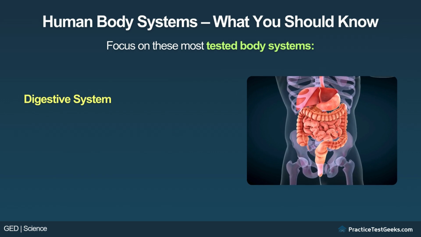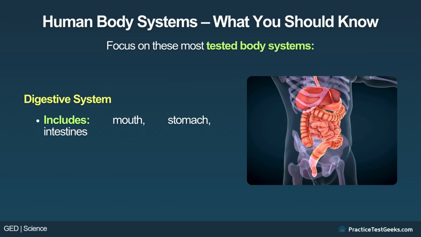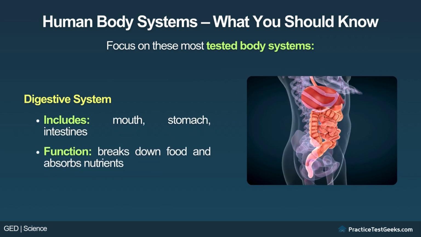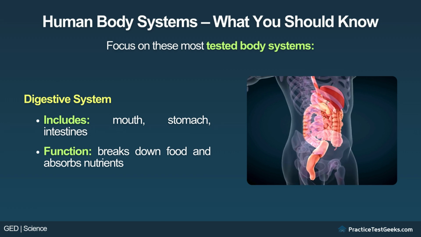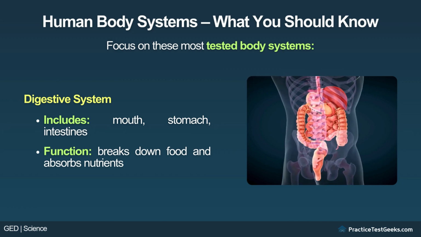Then we have the digestive system, which includes the mouth, stomach, and intestines. Its function is to break down food and absorb nutrients so your body can use them for energy and repair.